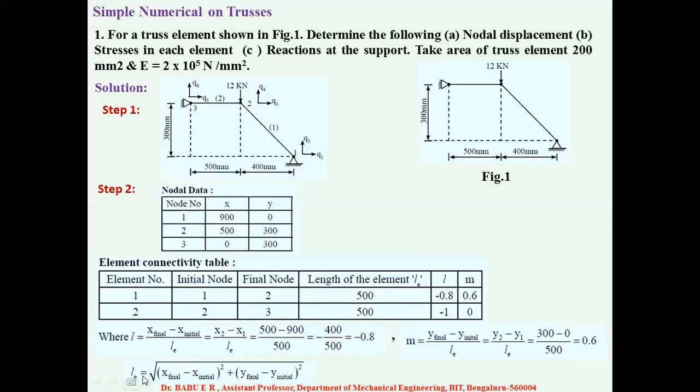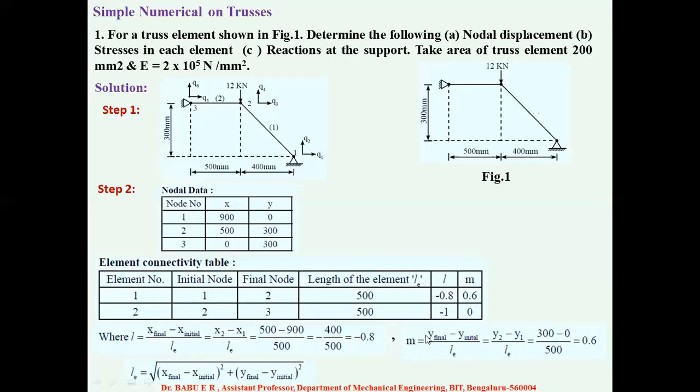In order to find L, L is equal to x of final minus x of initial divided by LE. So come over here, the final node is 3, the initial node is 2. So the value of L becomes x3 minus x2 divided by LE. So the value of x3 is how much? 0 minus x2, which is 500, divided by the length of the element, which is 500. So 500 divided by 500, you will get minus 1.